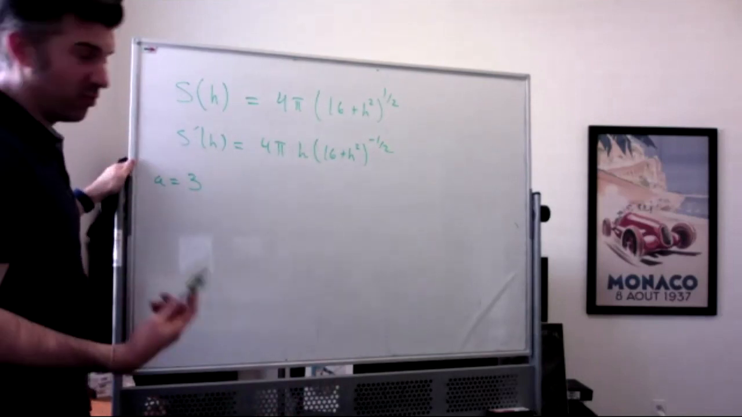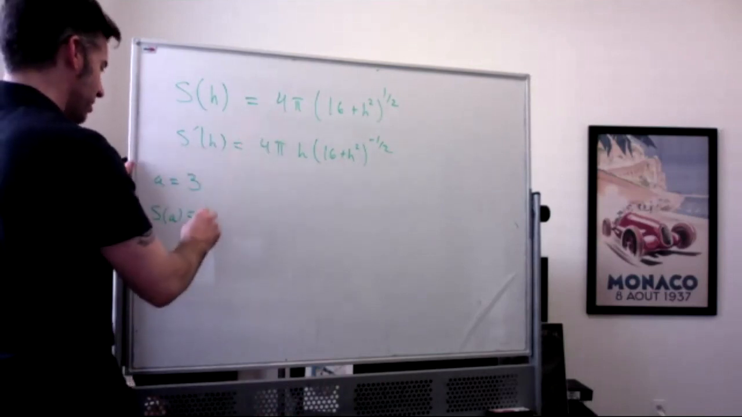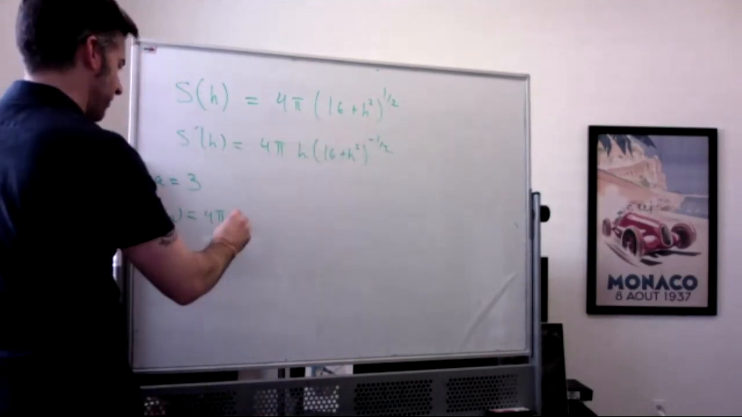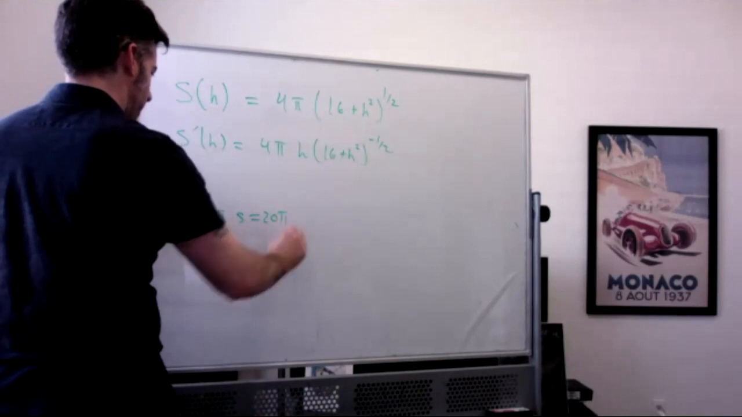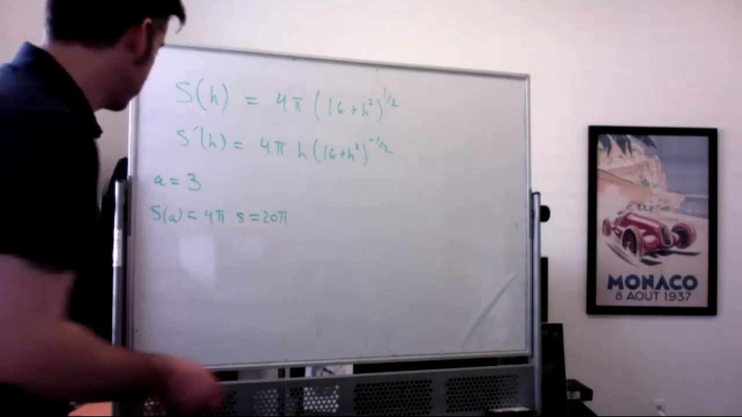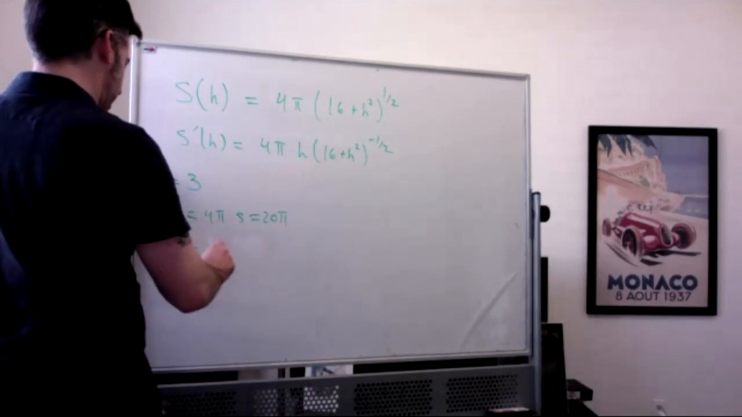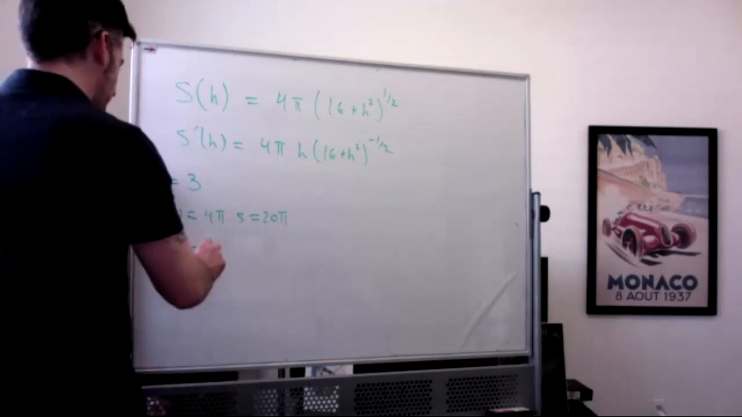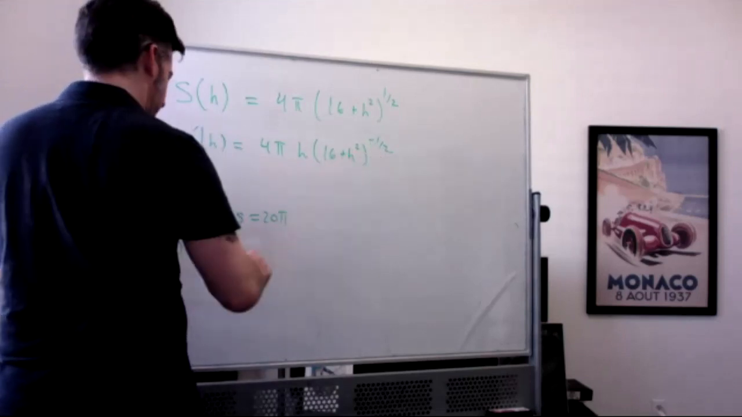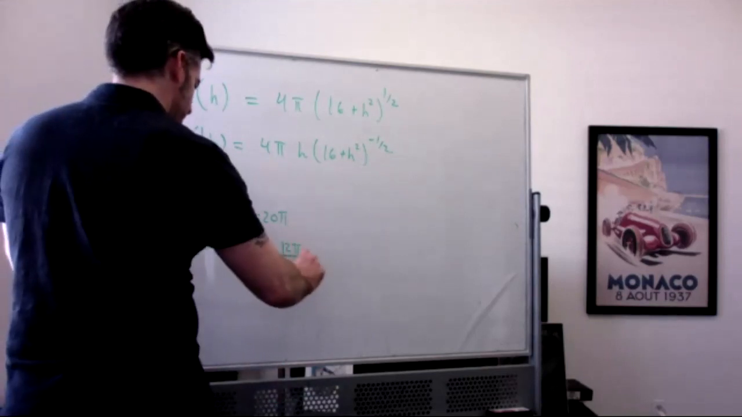Because we're going from 3 inches to 3.2 inches. So S of A is, plug in 3, you get 4 pi times 16 plus 9 is 25 to the 1/2, which is just 5. So when the height is 3 inches, the surface area is 20 pi. And then S prime of A, when I plug in 3, I get 4 pi times 3 times 25 to the negative 1/2, which is 1/5, which ends up being 12 pi over 5.